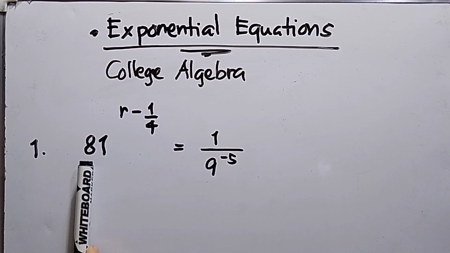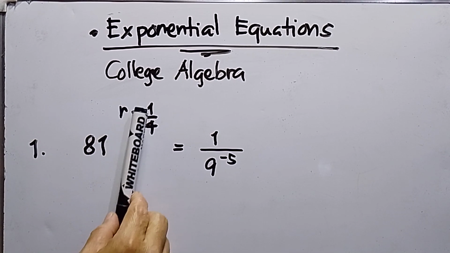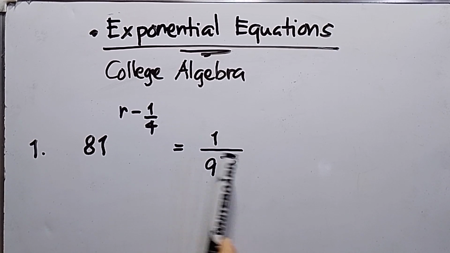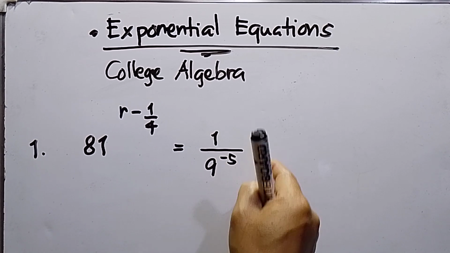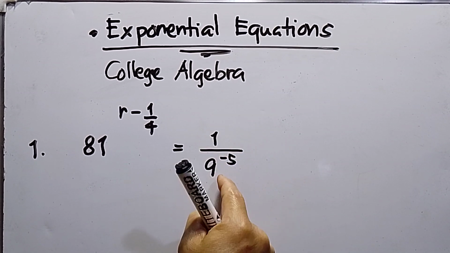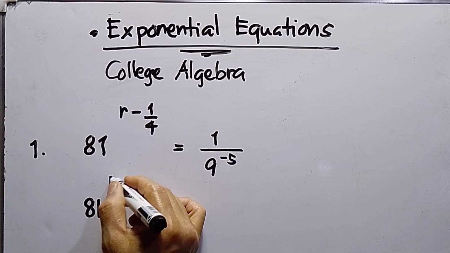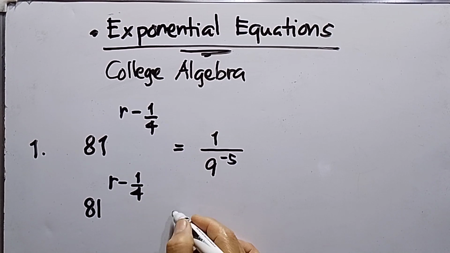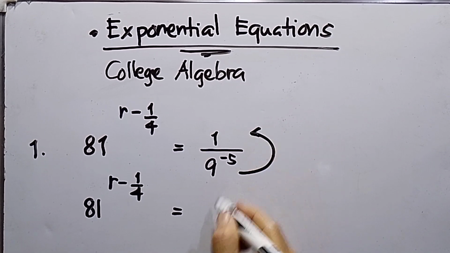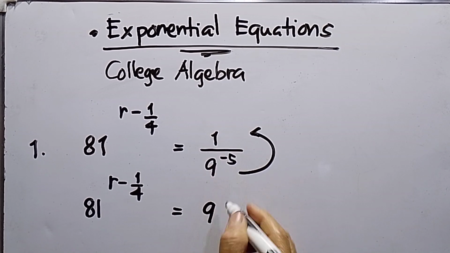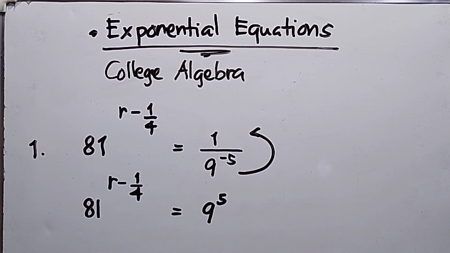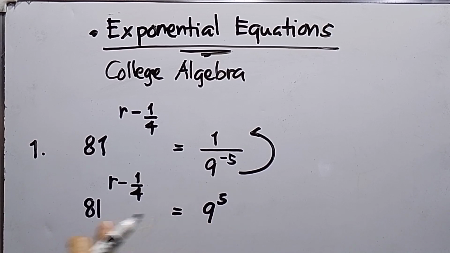So I have here 81 raised to the power of r minus 1/4 is equal to 1 over 9 raised to the negative 5. First thing to do is I will put it at the top by using the index law. So this will be 81 raised to the power of r minus 1 over 4 is equal to... This one will be the first. So take note, if this is negative, this will be positive. Okay? So I will make this one as 9 so that I can cross out if the bases are the same. So this will be 9.